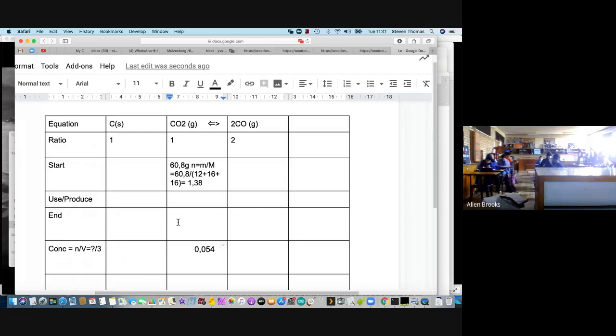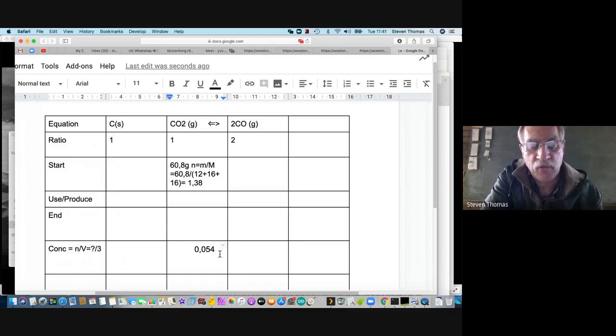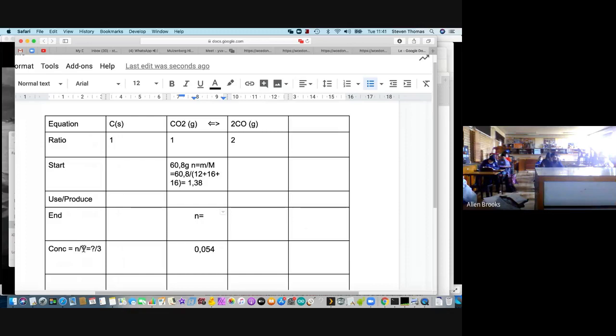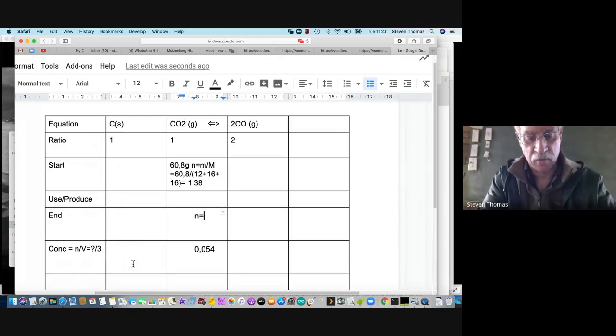Sir, repeat the question, please. Okay, they gave us a final concentration of CO2, but here we need something in moles, right? We got to convert concentration into number of moles. How are we going to do it? There's your formula. So what is N equal to? Multiply the concentration by the volume. Well done, my geniuses.